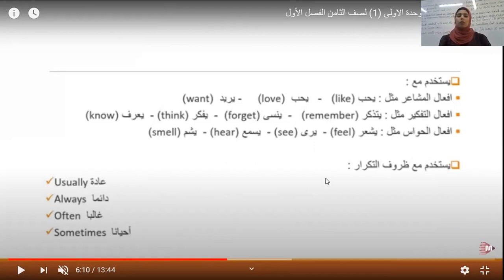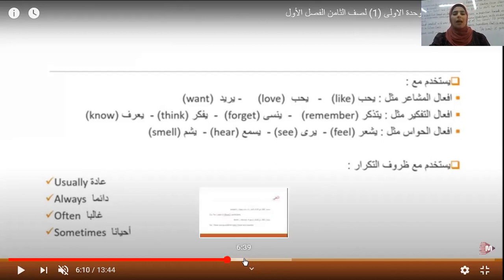Also, we use it with adverbs of frequency. We have already talked about adverbs of frequency on page 6, and we are repeating them now: usually, always, often, and sometimes. These words are keywords for present simple. We use them with present simple, by adding s to verbs with a singular subject and keeping the infinitive verb with a plural subject.